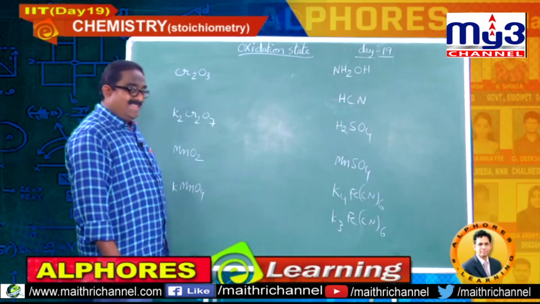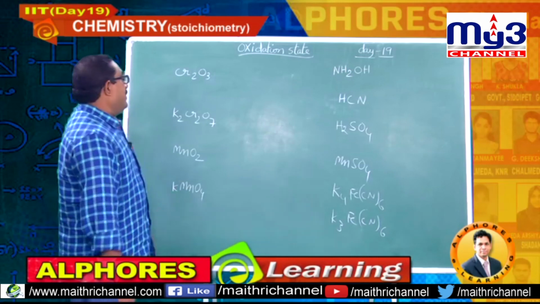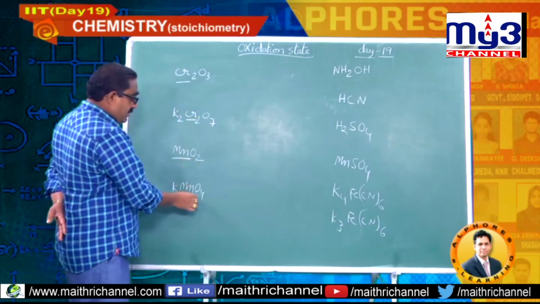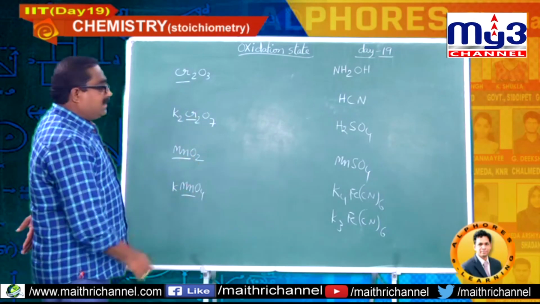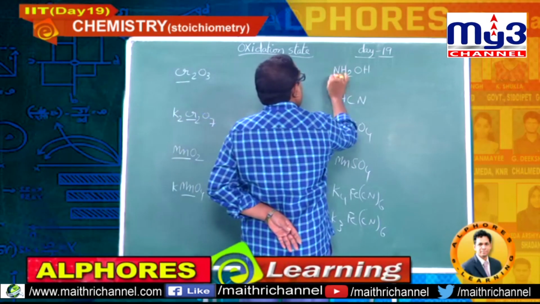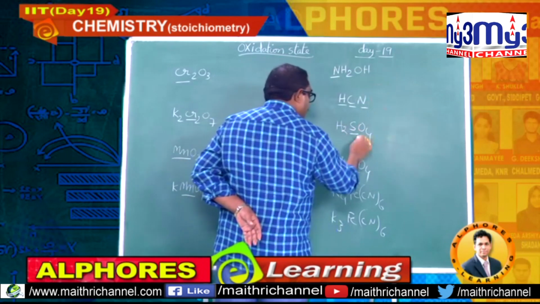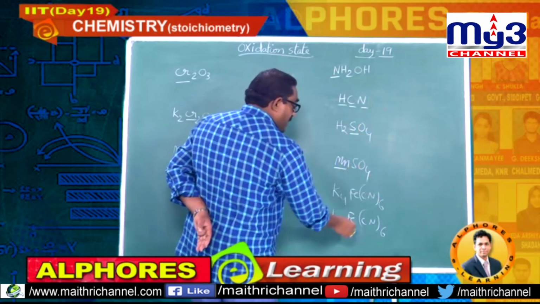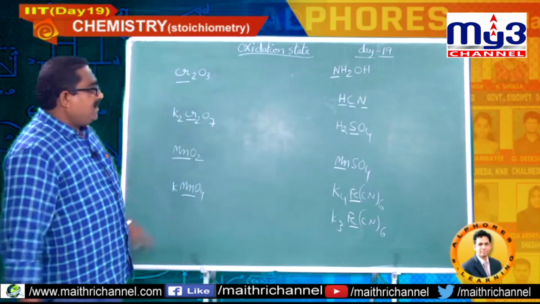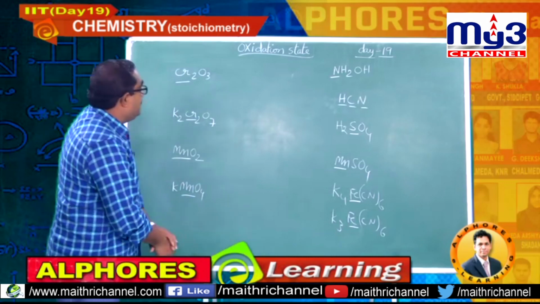Okay, students, let me solve the oxidation state of the underlined elements here: chromium, manganese. Please write down all these examples, students. Please note it down, then I will go for the calculation. Here for nitrogen, here for hydrogen, carbon and nitrogen, here for sulfur, here for manganese, here for iron, and here also for iron. Please note this down and let me go through one after another how to calculate.